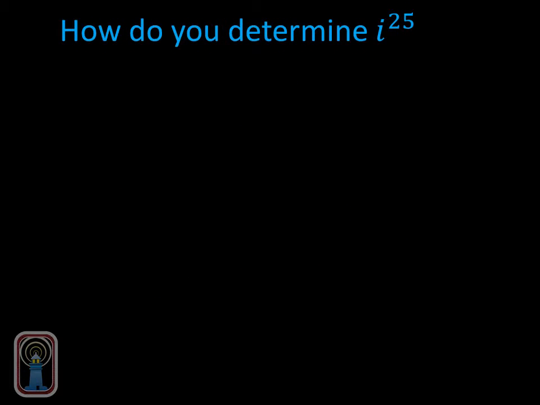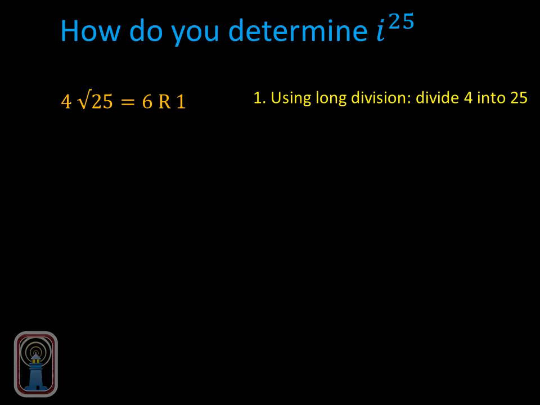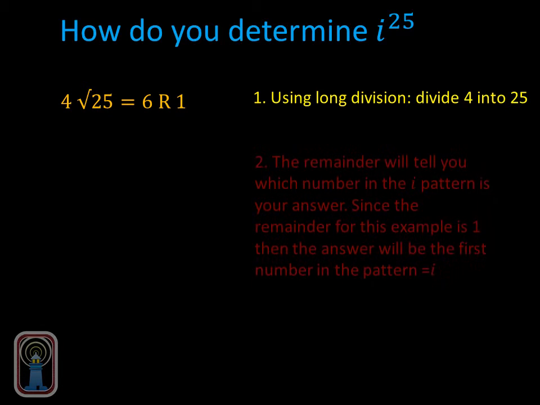How do you determine I to the 25th power? First, we have to use long division to divide 4 into 25. We use 4 because the pattern repeats every fourth exponent. 4 divided into 25 is 6 with a remainder of 1.